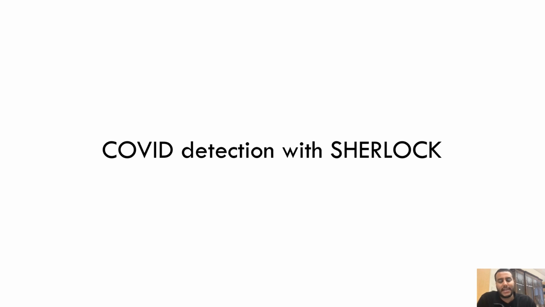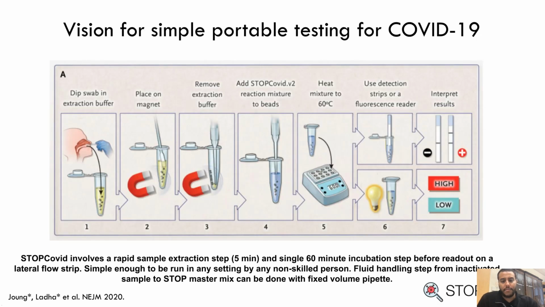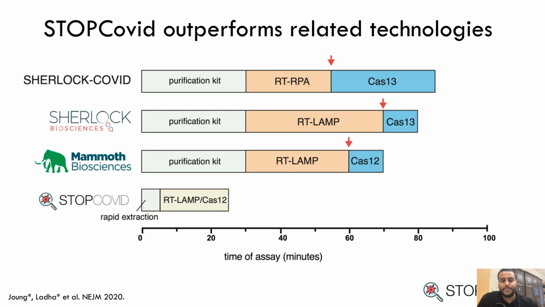Then we replace this lysis buffer with a master mix, which we call STOPCovid, and we just incubate at a single temperature for 30 minutes to an hour, and then we can get real-time detection by fluorescence or by a lateral flow strip that we dip in. And what was cool about this workflow, as shown on this slide, was that we could really simplify the workflow.